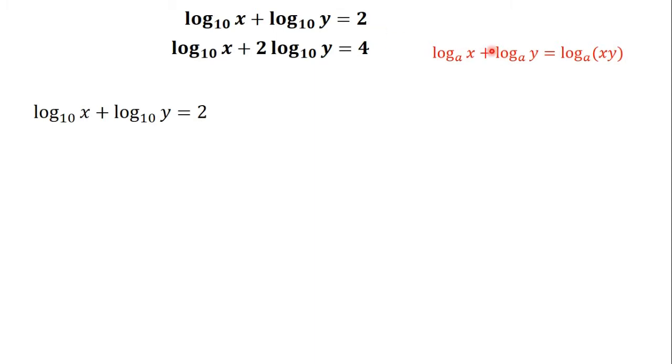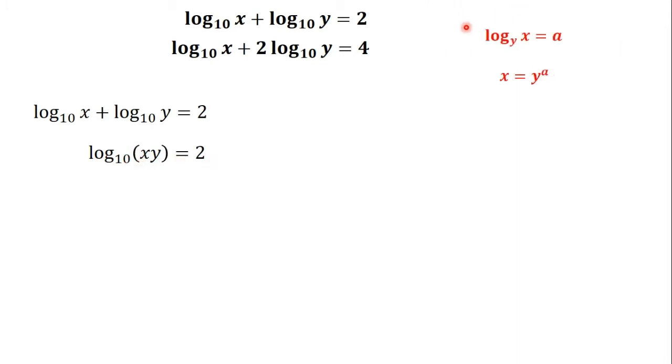We learned from the laws of logarithm that log x base a plus log y base a is equal to log xy base a. So if we are applying that law here, we are going to have log xy base 10 is equal to 2. So we multiply the logarithm numbers, so x times y, then base 10 is equal to 2.